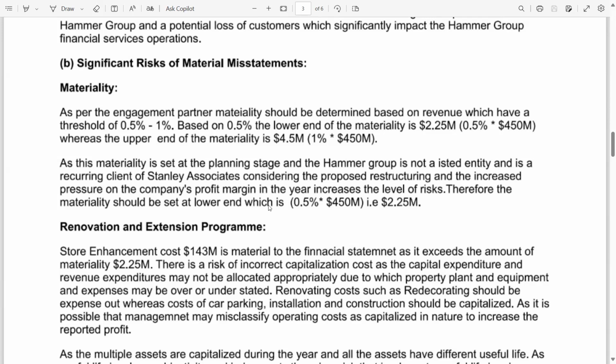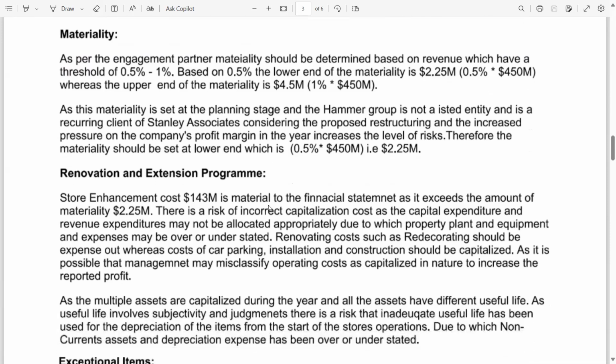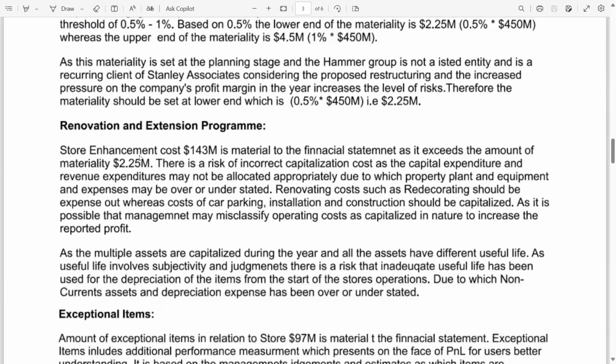So if you are choosing the lower end, you have to give a valid justification, or if you are using an upper end, then also you have to give a logical reasoning. Now, renovation and extension program. If you remember, in the requirement of part B, I mentioned that you should prioritize their risk based on the materiality amount. Now, in these questions, you will get the idea.